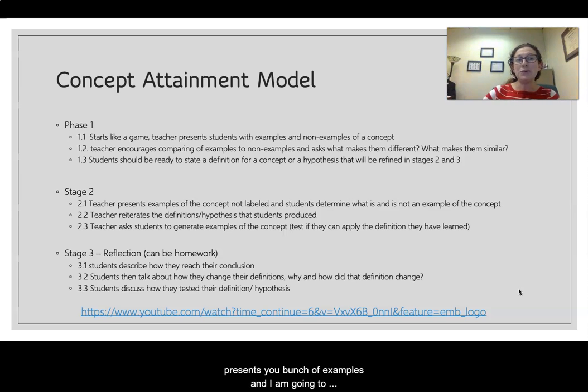So I'm going to present to you a bunch of examples. I'm going to say what is living and what is not living. And I'm going to encourage you all to compare, for examples, to non-examples and ask what's different. So what's different between a rock and a flower?